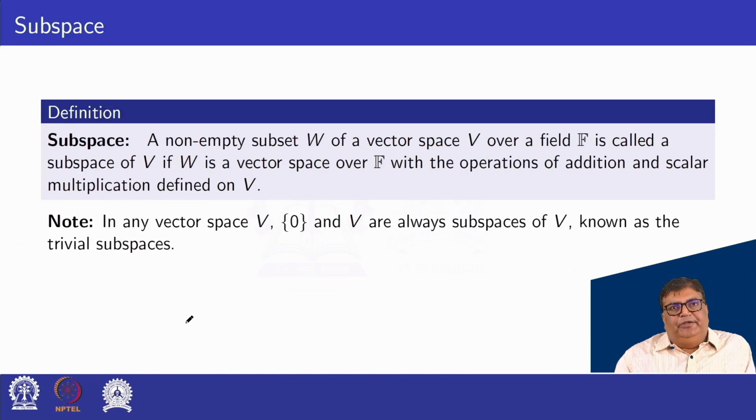Next, subspace. A non-empty subset W of a vector space V over a field F is called a subspace of V if W is a vector space over F with the operations of addition and scalar multiplication defined on V. That is, if V is a vector space and W is a subset of V and satisfies all the conditions of a vector space, then we can say that W is a subspace of the vector space V. In any vector space V, 0 and V are always subspaces of V.